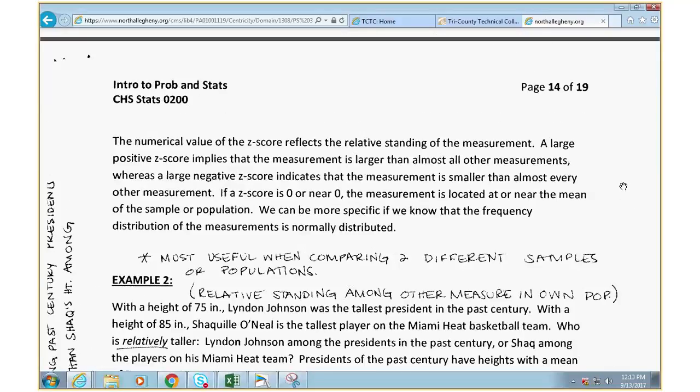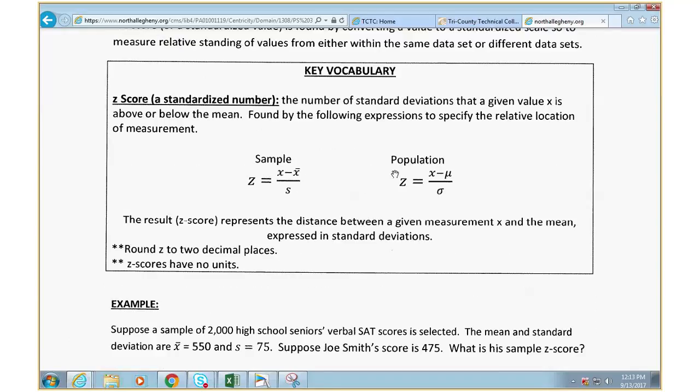What is the z-score? There it is. It's the same formula. Most of the time you're going to use this. Okay, x minus x bar over the standard deviation. X minus x bar over the standard deviation. Whenever you are comparing apples to oranges or two different populations, you're going to have to use a z-score.